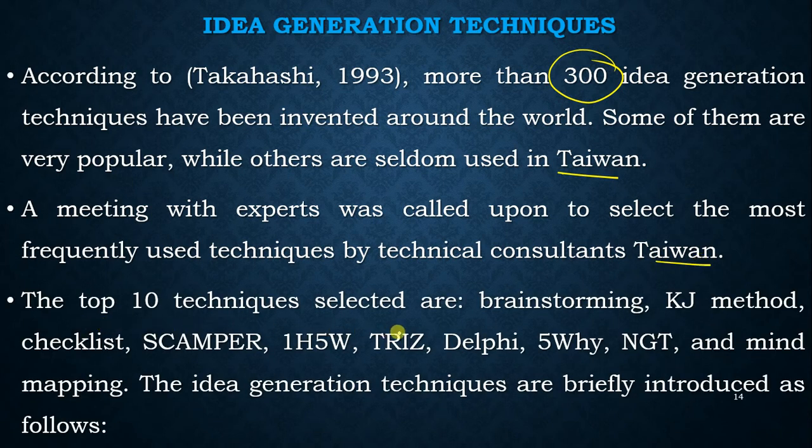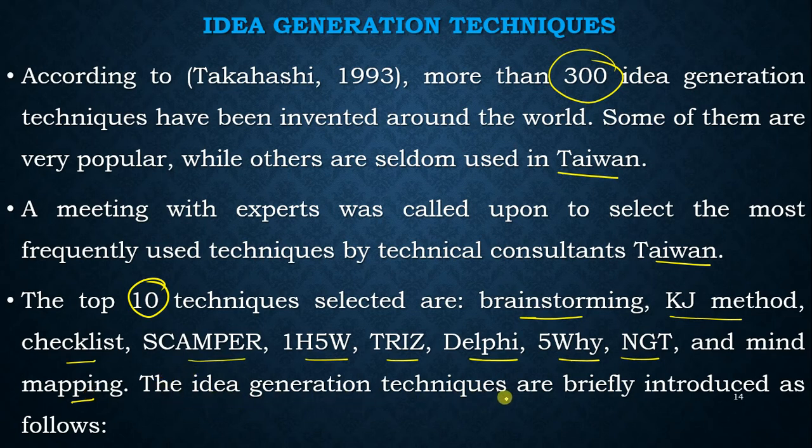The top 10 techniques selected are, so here as I told you, there are 300 techniques, and out of that, if I want to select 10, which 10 techniques you will select, that's what is written here. Brainstorming, that's one technique. KJ method, another technique. Checklist, another method. Then SCAMPER, another method. 1H5W, another method. Trees, DELPHI, 5Y, NGT, and mind mapping. These are the 10 methods which are considered to be the best methods for idea generation.